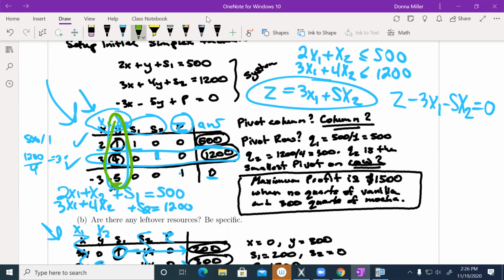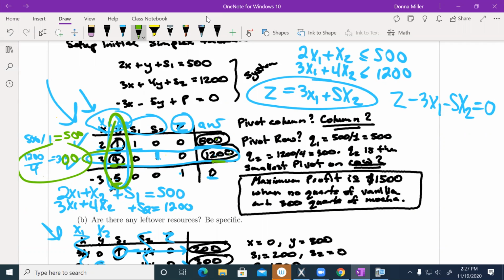And then I took the answers at the end. I took 1,200 and divided by each of the numbers in the pivot column. So 1,200 divided by 4 is 300, and 500 divided by 1 is 500. I just divide the answer by the corresponding number in the pivot column. I pick the smallest positive answer, so the smallest positive one is the 300.